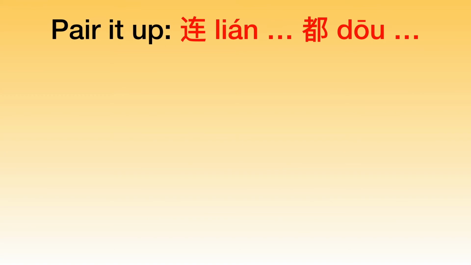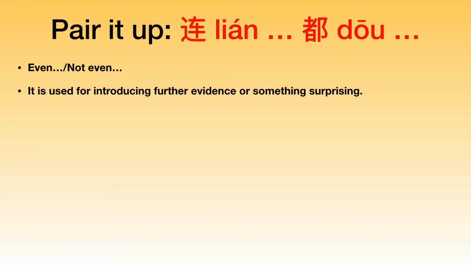Okay, next one is 连 something, 都 something. So it means even something or not even something. It's very hard to explain, so I will give you examples. Let's learn from the examples. So it is used for introducing further evidence or something surprising piece of information in your conversation. And then the construction is subject, 连, something something, 都, something something.